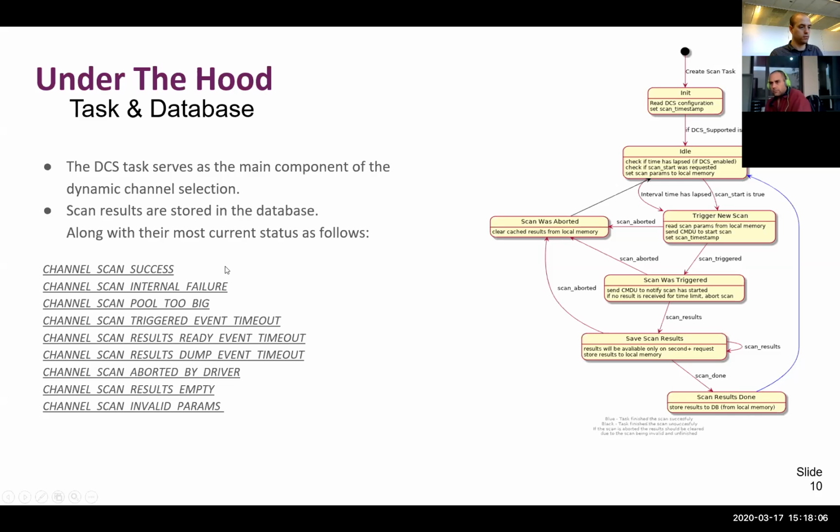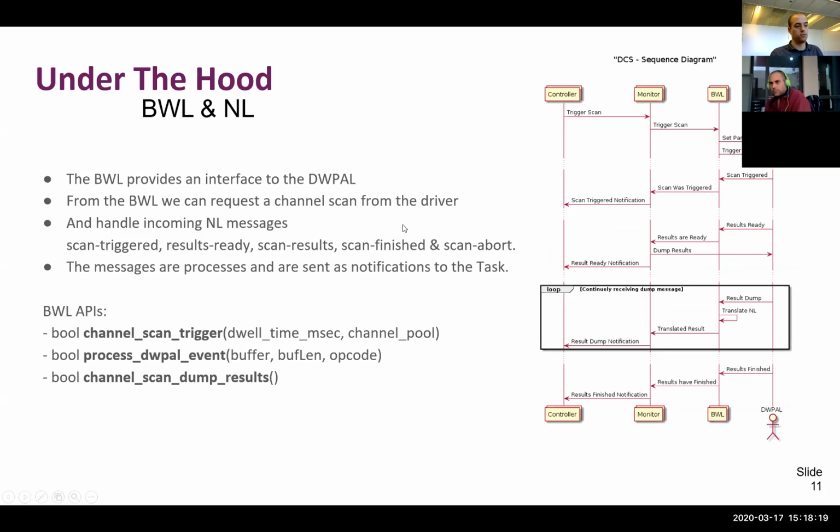Basically, there's the success status, the internal failure, the channel pool too big, and as you can see accordingly to the presentation. Like I said before, once we decide to trigger a scan, the controller, aka the task, sends forward a message to the monitor, which is then being piped to the BWL, and from there it gets handled through the NL system and is sent to the driver.